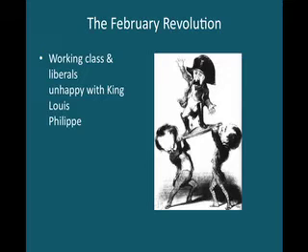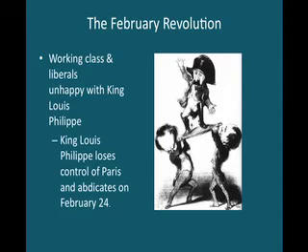So there's a revolution. It's called the February Revolution. The working class and the liberals are unhappy with King Louis Philippe, and he loses control of Paris and abdicates his throne on February 24th.